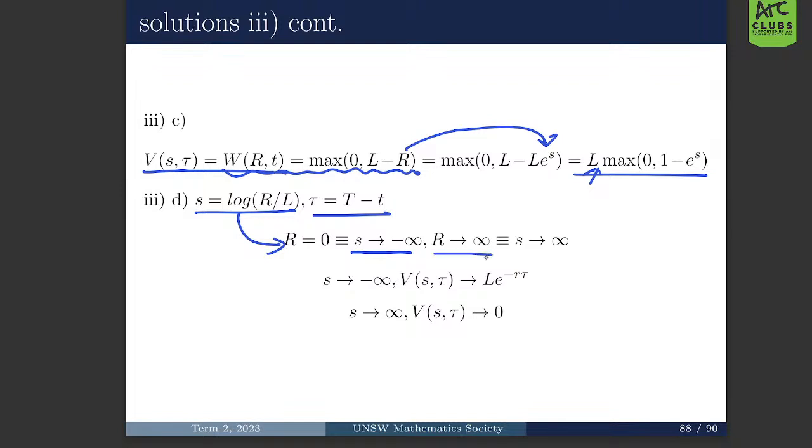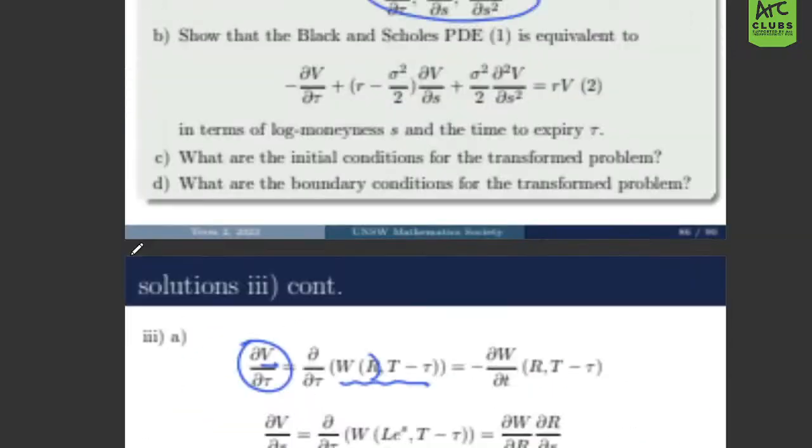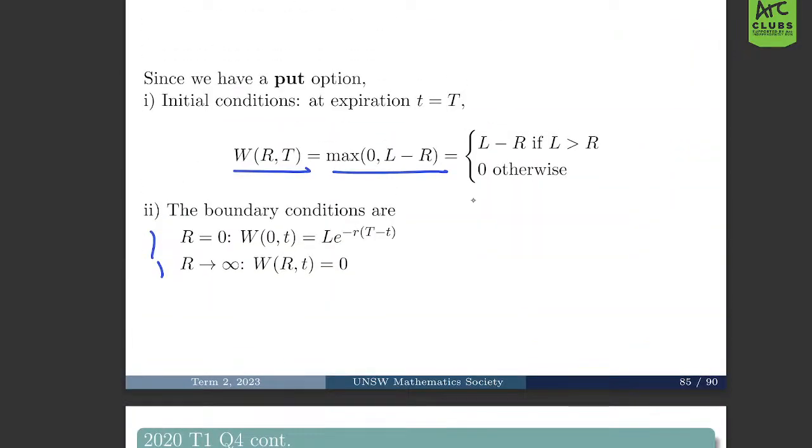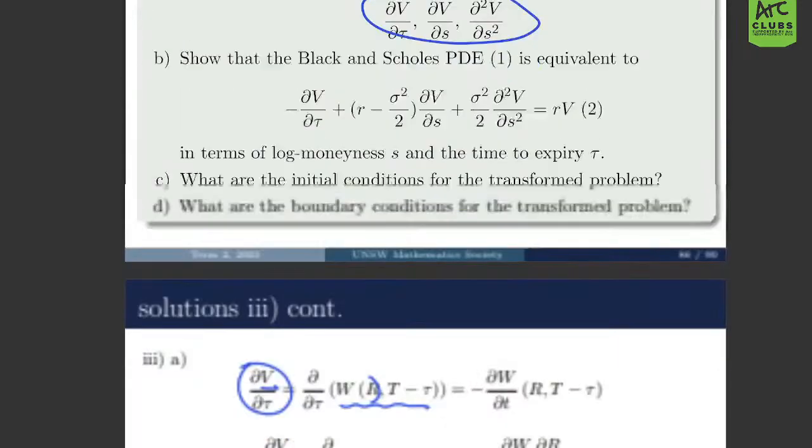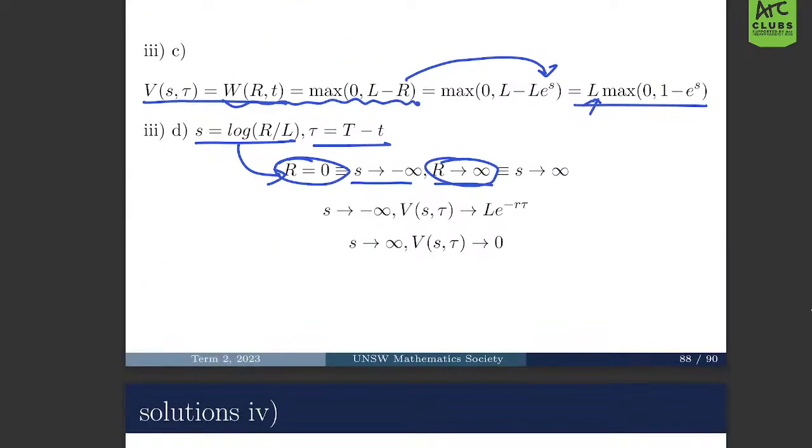And when R is approaching infinity, it corresponds to infinity. Again, just algebra. So we apply the two boundary conditions above, when R is equal to 0 and R is equal to infinity. So you see that it's over here. It's really the same thing, but writing it in terms of the letters that they require over here. So we have S infinity, that's the same condition, negative infinity and infinity, which is 0.